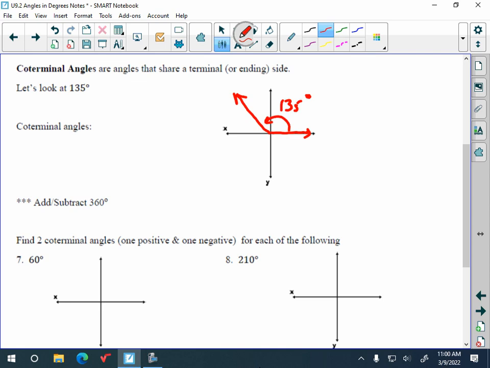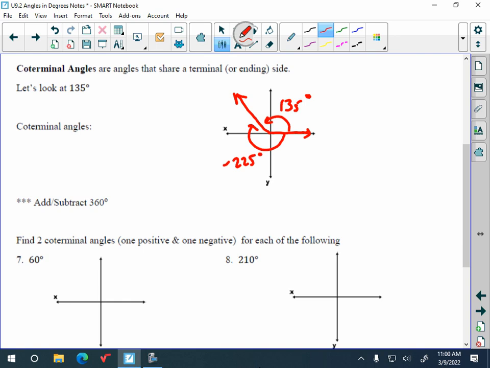A coterminal angle would start and end at the exact same spot. So we could draw in this angle just in the negative direction. All right? So this angle going in this direction is called coterminal to 135 because it starts and ends at the exact same spot, but the angles have different measurements. So if we knew this was 135 in the positive direction, what would this be in the negative direction? Okay, negative 225.